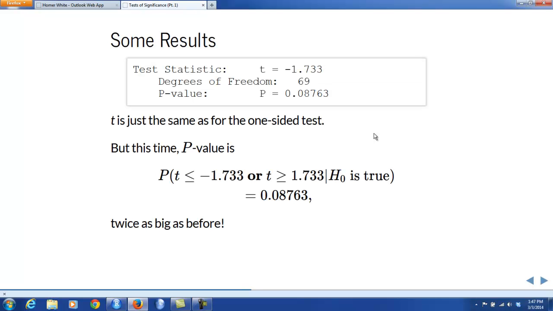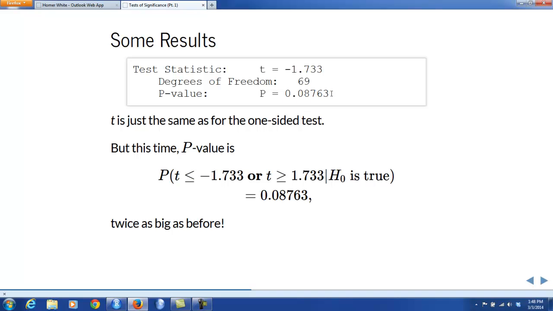When you run this test and look at your output, you'll see that a lot of things are the same. The descriptive results are the same. The estimator x bar is the same. The standard error for x bar is reported to be the same. The test statistic t is still the same, negative 1.733. That's because your sample mean was still 1.7 standard errors beneath what the null was expecting. Degrees of freedom is still 69, one less than the sample size. But look at the p-value. Used to be about 0.04, and now it's about 0.08.